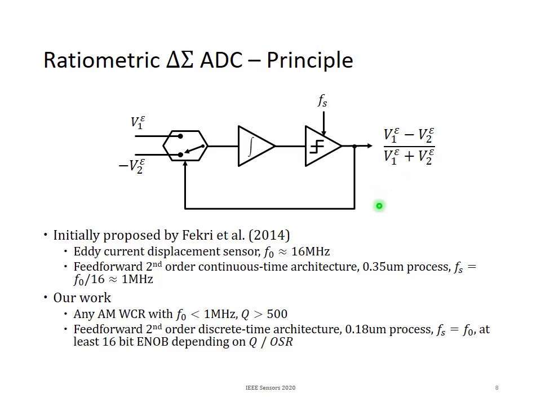While Ferreira fabricated and tested a second-order architecture specifically aimed at a 16 MHz application, we are seeking to develop a ratiometric ADC with better than 16-bit effective number of bits for all amplitude-modulated weakly coupled resonant sensors whose oscillation frequency is smaller than 1 MHz and whose quality factor is greater than 500. In fact, the quality factor sets the oversampling ratio of the sigma delta and thereby limits the effective resolution.